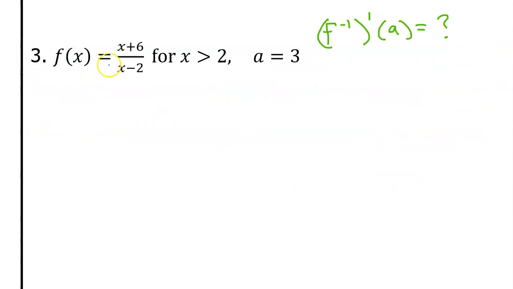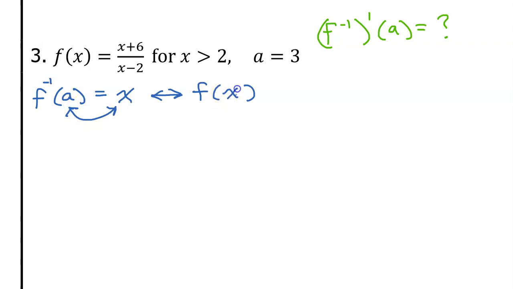Let's see if we can do it again for a rational function. Remember, step 1 is to find f inverse at a. Now I will temporarily write f inverse at a is equal to x so that I can easily rewrite this using the original function f of x. In fact, remember that I'm just switching these values around. So f of x should equal a because that's how inverses work.